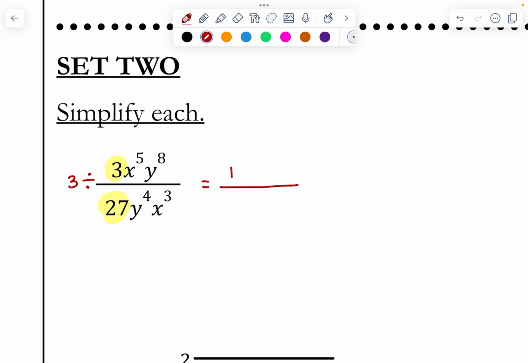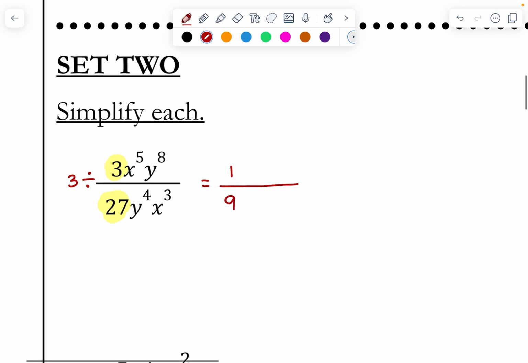Because that's where the 3 is placed. Okay, 27 divided by 3 gives me 9. And I'm putting that on the bottom because that's where my 27 is. Okay, the next pair I can simplify are my x's. So I have x to the power of 5 and x to the power of 3. Now since we are dividing, we're using the quotient rule here. 5 minus 3 would give me x to the power of 2.